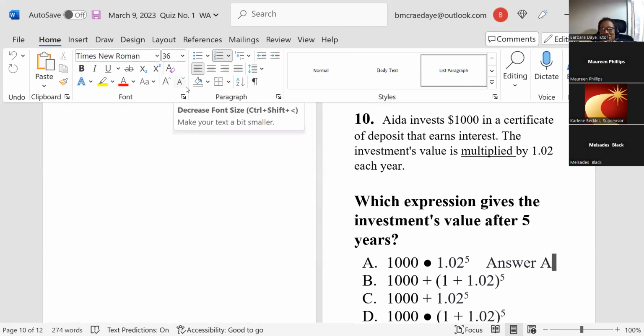Maureen, I was surprised when you went. I said, now why would she add? It didn't say 1.02 added to 100 or whatever. It just said multiplied by 1.02. So you raise 1.02 to the 5th. The big word multiplied is the key right there. So you can eliminate B and C right away.